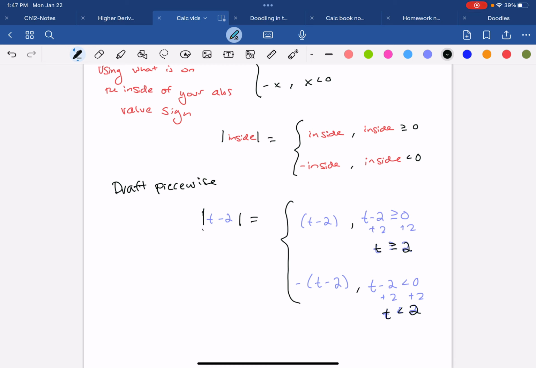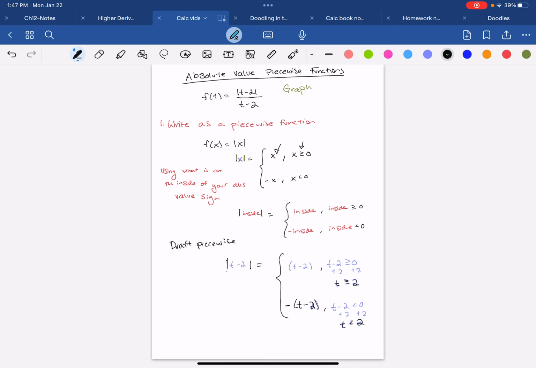Make sure you carry your parentheses or work with your parentheses here because this problem is very different than just having negative t minus 2. This is negative parentheses t minus 2. There's a very big difference between having this negative on the outside with the parentheses. So now that we have this written as a piecewise function, the next thing we can do is make our number line.